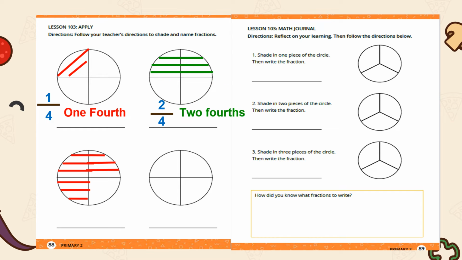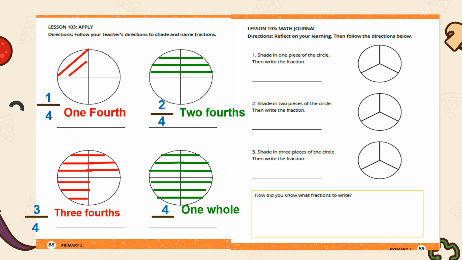Now we have 3 colored parts over 4 parts. So the fraction is 3/4. The last circle, we have 4 colored parts over 4 total parts. So we have one whole, one complete circle. Next page, number 1: shade one piece of the circle. Then write the fraction. So we are going to shade one piece.